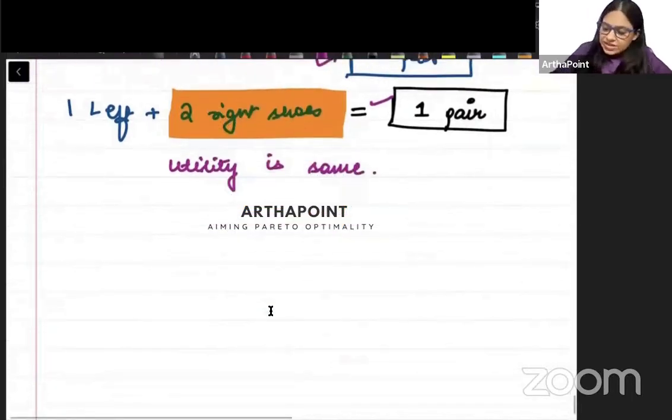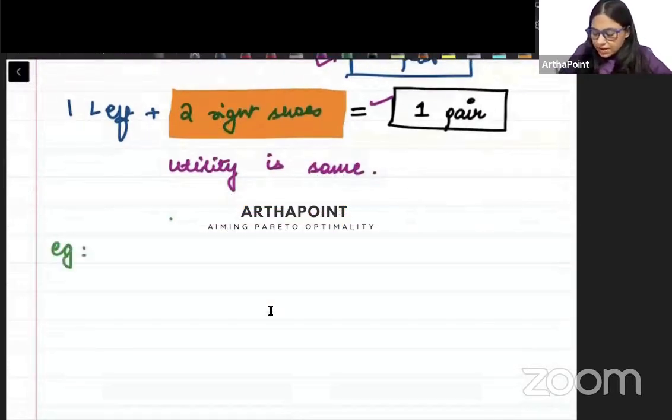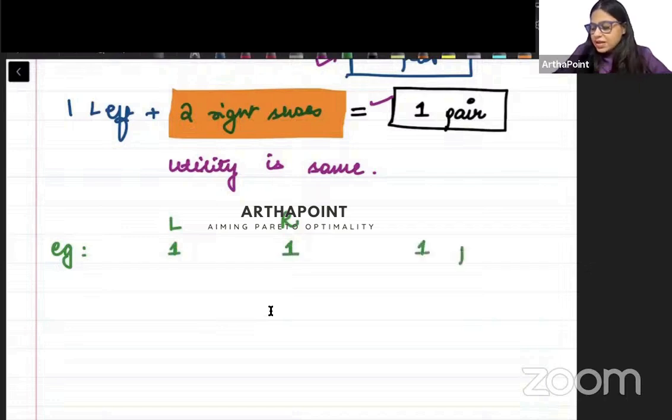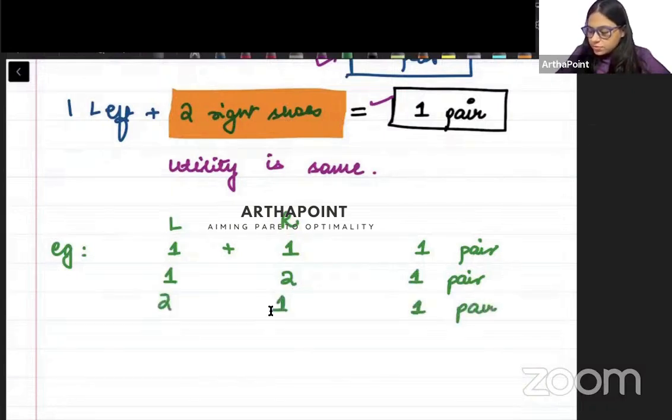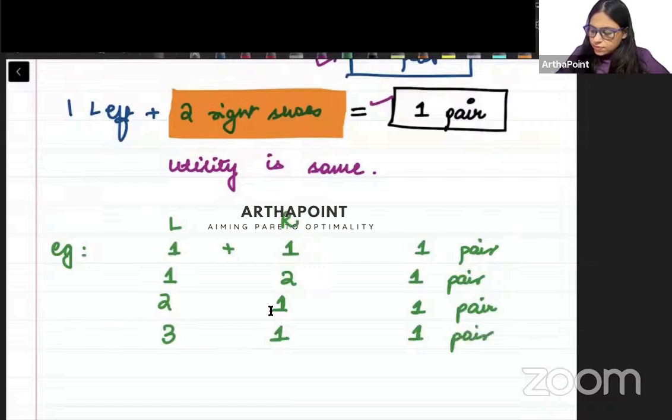right? So for example, here I am writing left and right. If you give me one left shoe and one right shoe, I will get one pair of shoe. If you give me one left shoe and two right shoe, I will be only able to make one pair of the shoe. The extra right shoe is waste. If you give me two left shoe and one right shoe, then also I will get one pair. If you give me three left and one right, then also I will have one pair of shoes. If you give me four right and one left, then also I will have one pair of shoes.